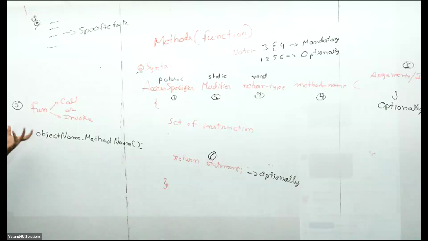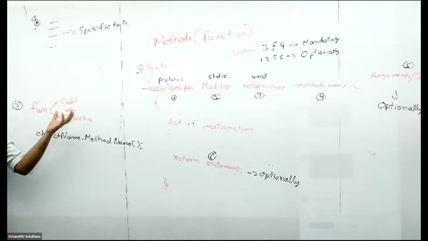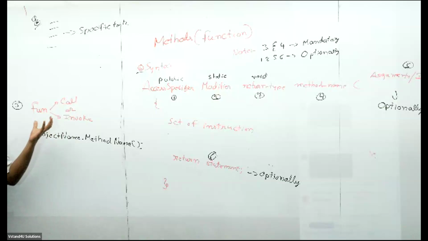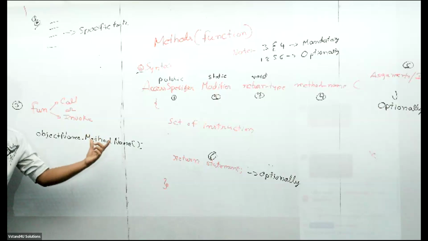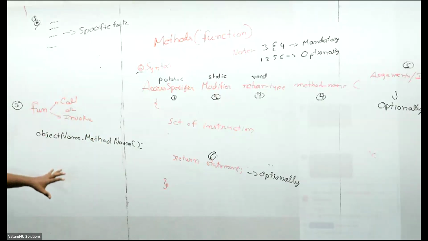In order to execute the function, either I should call the function or invoke the function. See, if I want to dial a phone number, right? Same scenario follows in the function also. If I want to call the function, I need a function name. How to call or invoke the function? Using this syntax: object name dot method name. These are the 3 important points.